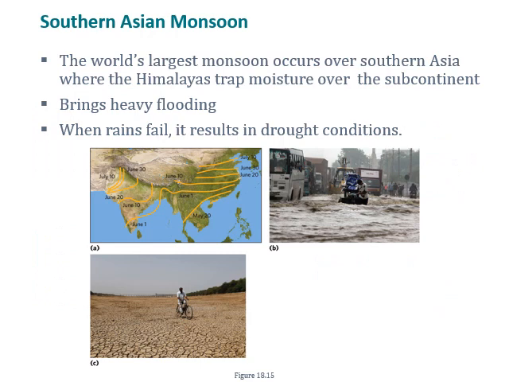The Southern Asian monsoon is the world's largest monsoon, and in this case, the Himalaya mountains trap moisture over the subcontinent of India. This brings heavy flooding, and when rains fail, this results in extreme drought conditions.